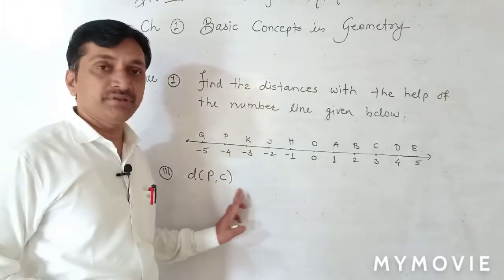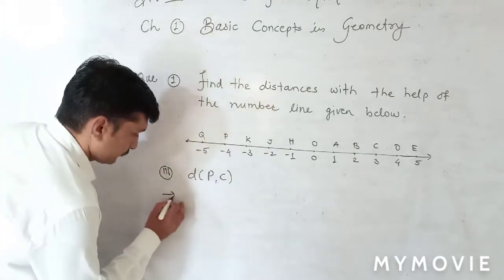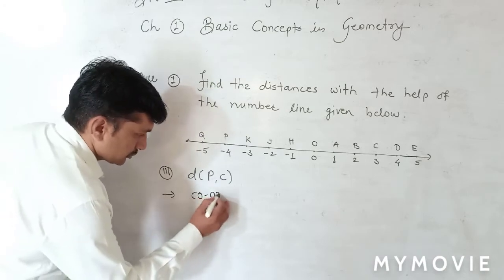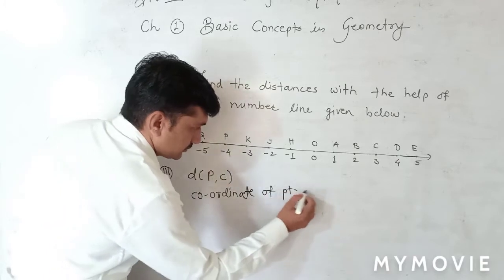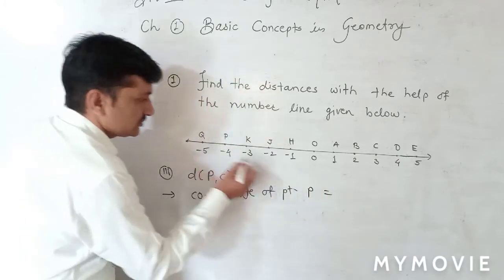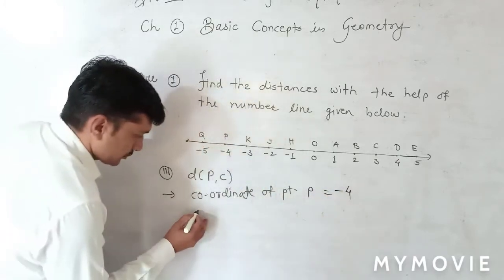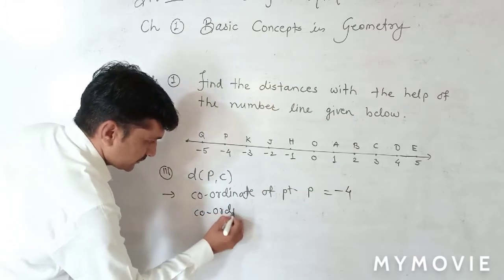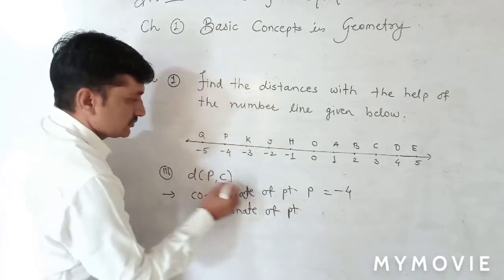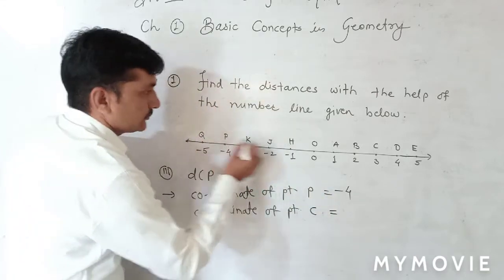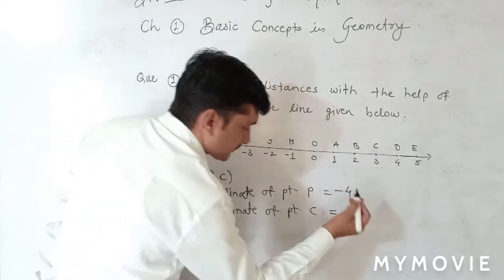Distance between P and C. First write coordinates. Coordinate of point P is minus 4. Coordinate of point C, where is C, is here, 3.